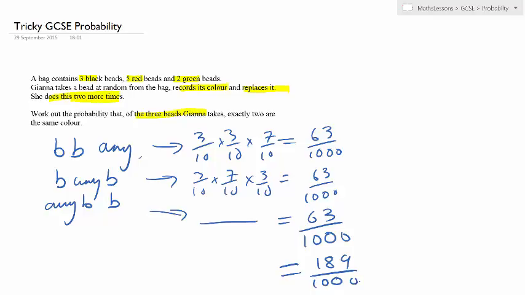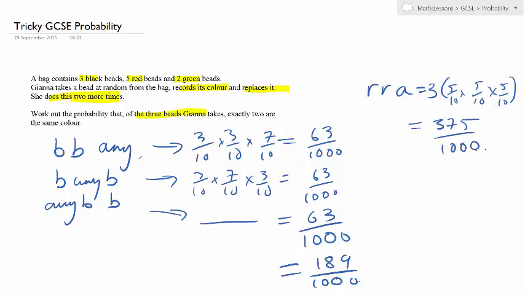So let's look at the red, red, any. So we've got up here, red, red, any. So there's going to be 3 ways of doing it. So I'm just going to times it by 3. I'm not going to write out all the 3 ways. And there are 5 red beads. So it's 5 tenths, and 5 tenths for the next red. And then any was 5 tenths. There's 2 green beads and 3 black beads. We don't care which of those we get for the third bead. So that's also 5 tenths. So that gives us 5 times 5 times 5 is 125. 3 times 125 is 375 over 1,000.